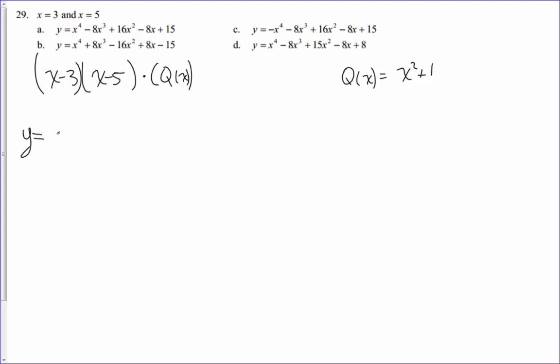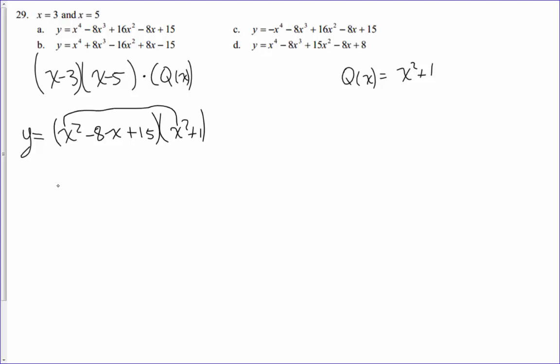So x times x is x squared. That's negative 5x, negative 3x, that's negative 8x. And then negative 3 times negative 5 is plus 15. And now that's going to be multiplied by x squared plus 1.